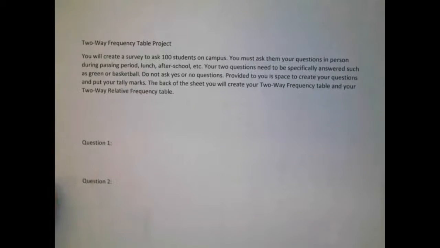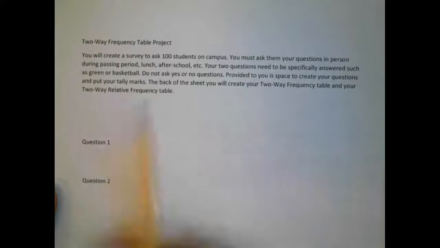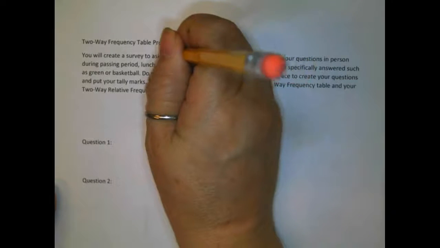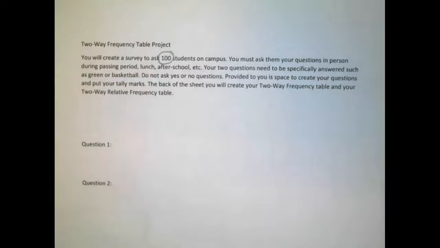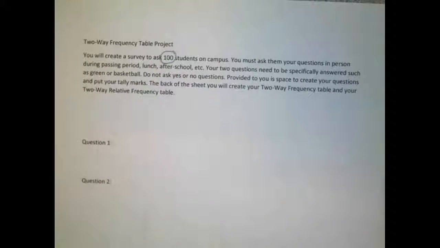So you're going to ask 100 students. Everybody circle that 100. So your database is going to consist of 100 students that you're going to ask. And this is why you have a week to do it. You're going to ask students on campus. You must ask them your questions in person during passing period, after school, lunch.